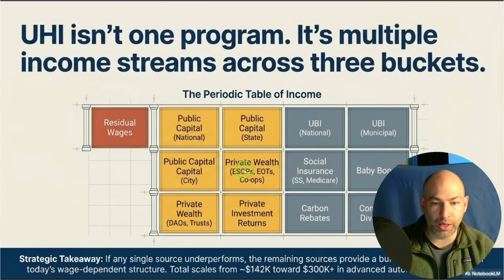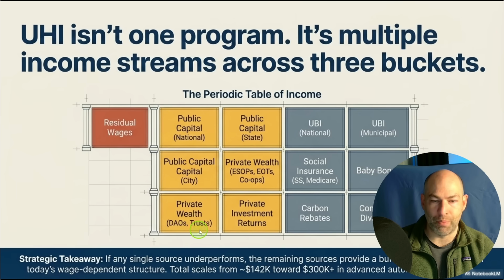Then you have private wealth. So this is things such as ESOPs, EOTs. An EOT is an employee ownership trust, which is very popular in England right now. And then you have cooperatives and that sort of thing. Then you also have new kinds of private wealth, such as DAOs. That's a decentralized autonomous organization. Those are slowly becoming legal in various states and nations around the world. And then you have other private investment returns, such as stocks, bonds, dividends, rental properties, and that sort of thing.